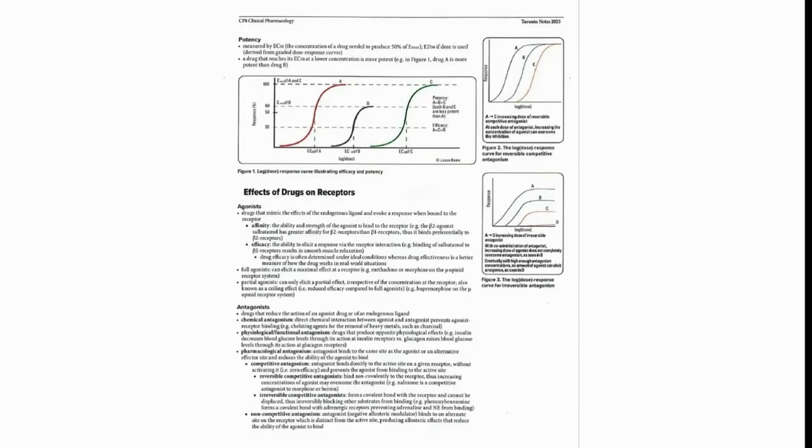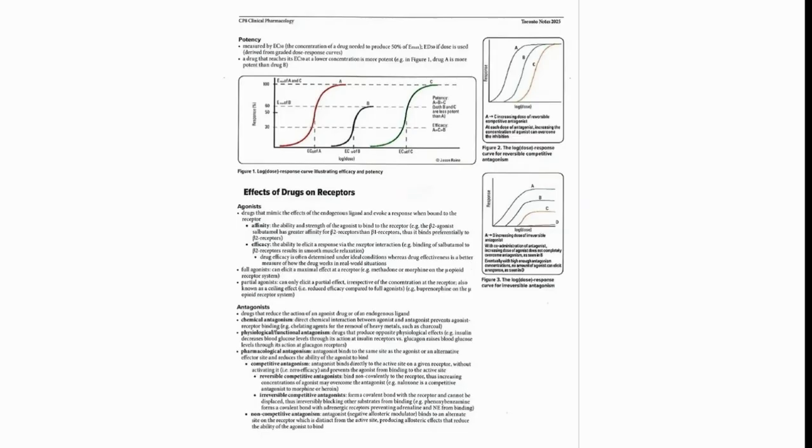To summarize this page, potency is measured by EC50 or ED50 and reflects how much drug is needed to produce an effect. A left-shifted dose response curve indicates greater potency. Efficacy is the maximum effect a drug can produce and is represented by Emax. Agonists bind and activate receptors, whereas antagonists bind without activating them.